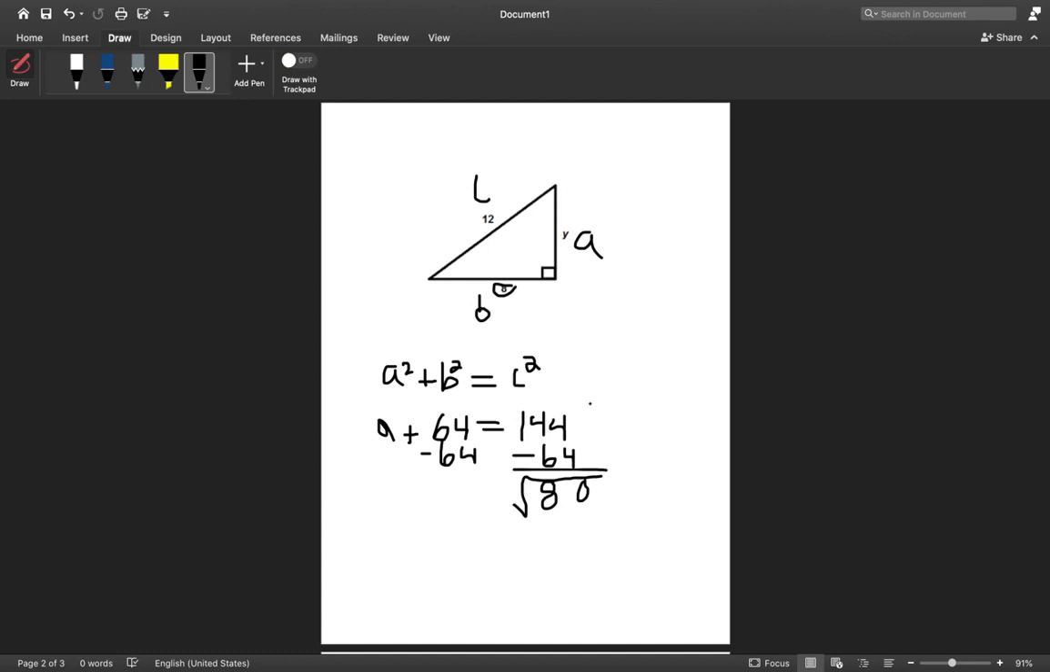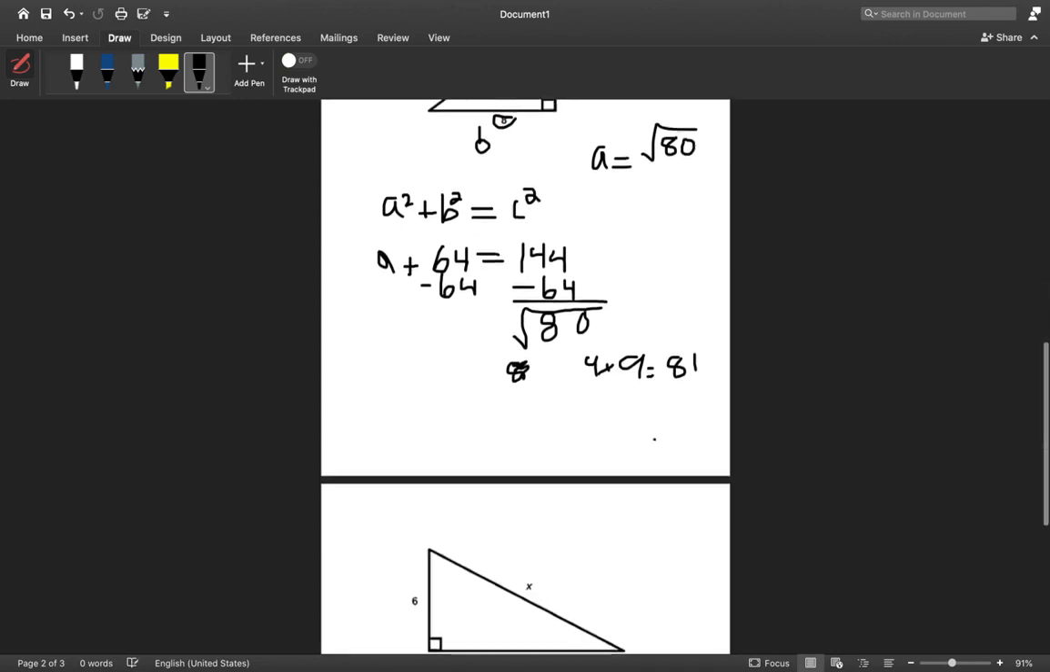If you want to make it a decimal, it would be in between 8 and 9, but very near 9 because 9 times 9 is 81. So as you can see, the square root of 80 is really close, but we have to put in that square root right now. So A is equal to the square root of 80.